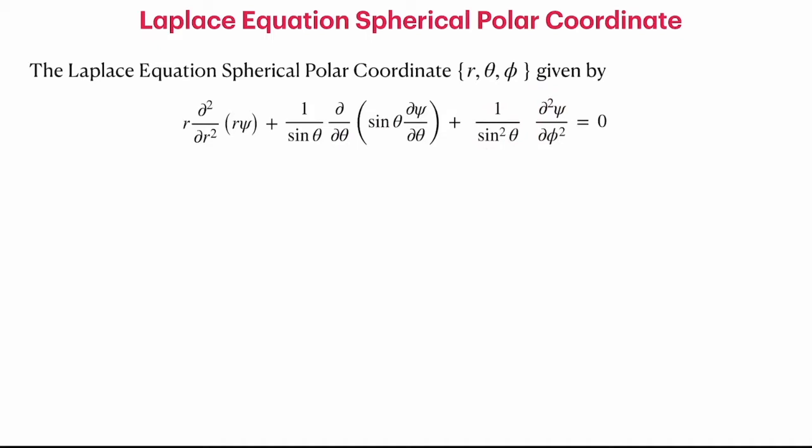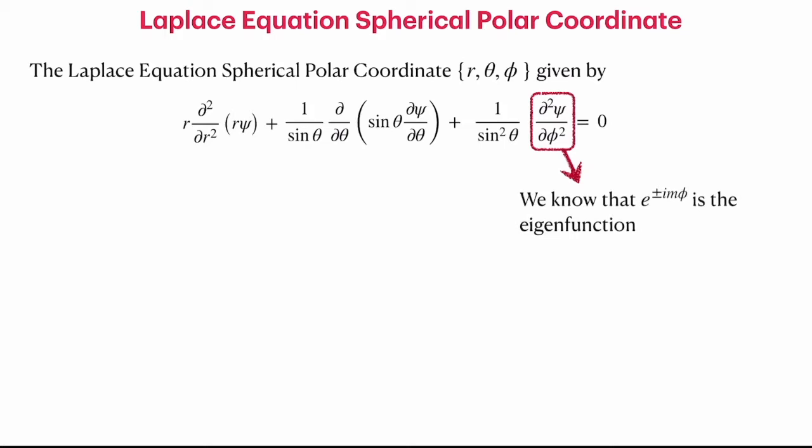Now let's look at the differential operator. This seems to be a familiar differential operator, and we also know the eigenfunction of this differential operator. We know that e power plus or minus i m phi is the eigenfunction of this differential operator with the eigenvalue minus m square. So we can straight away use this to simplify this expression.